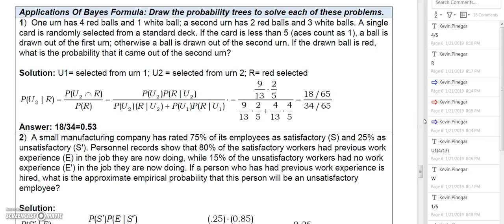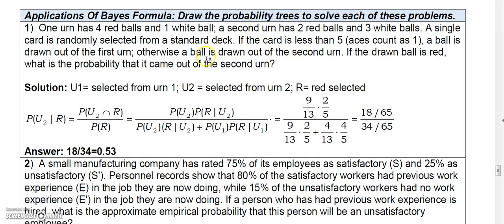In this video, we're going to do some examples of Bayes' formula. So first of all, number one says one urn has 4 red balls and 1 white ball. A second urn has 2 red balls and 3 white balls.